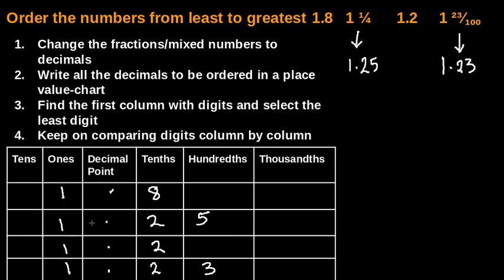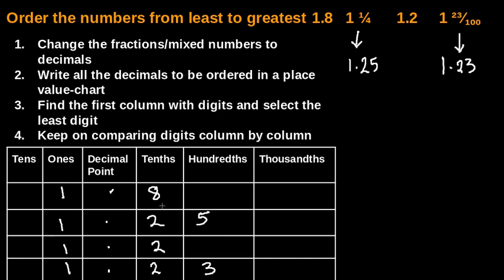Okay, so you look at the first column with digits, and that's the ones column, but in this ones column, all the digits here are ones, so we cannot compare anything because they all have the same value. We move on to the next column. In the tenths column, we have different digits, so we can actually compare.